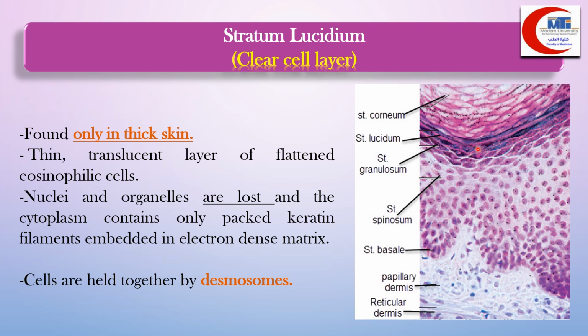Again, this layer is present only in thick skin. It appears as a thin translucent layer of flattened eosinophilic cells, lacking nuclei and organelles as they are lost, and still contain keratin filaments, and the cells are held together by desmosomes.